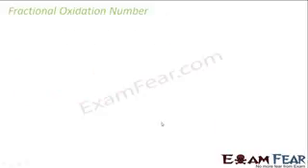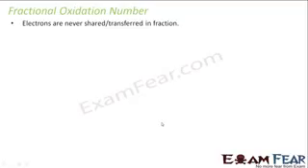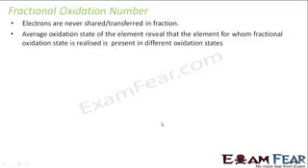Let's talk about fractional oxidation number. We'll see some scenarios where the oxidation number comes out to be fractional. The question that comes to our mind is, why do we have fractional oxidation number when we know that electrons are never shared or transferred in fraction? When there is a transfer of electron, it's about one electron, it is total transfer. It's never that 50% of the electron is transferred or 60% of the electron is transferred. It's always the full transfer or sharing of electron, right? So why do we have fractional oxidation number?